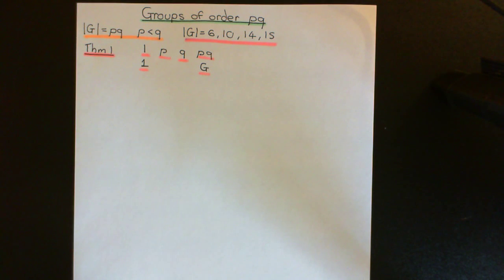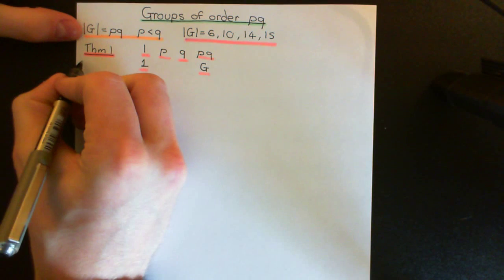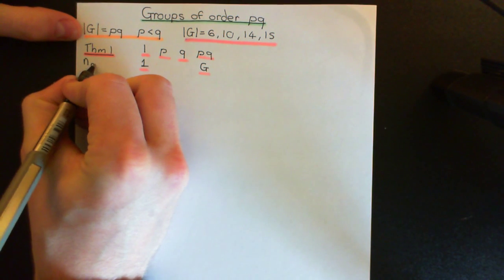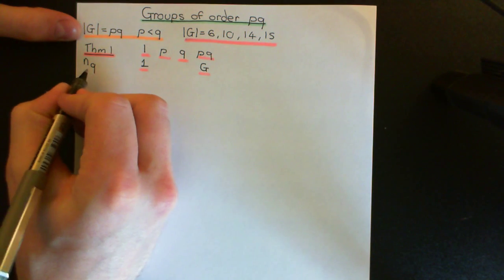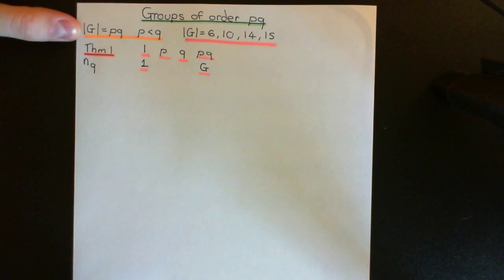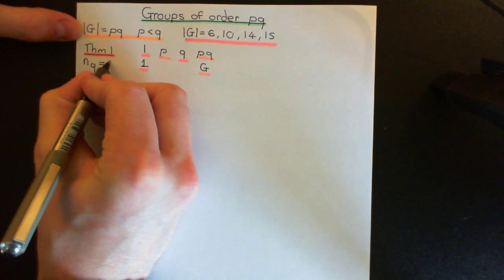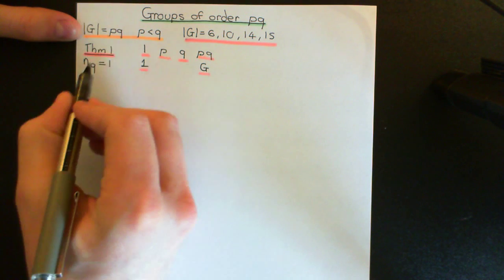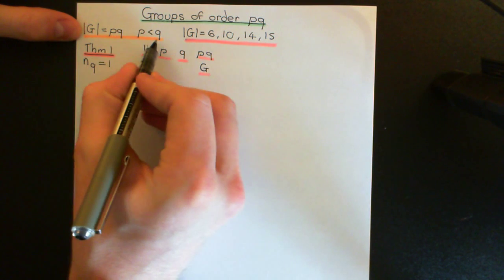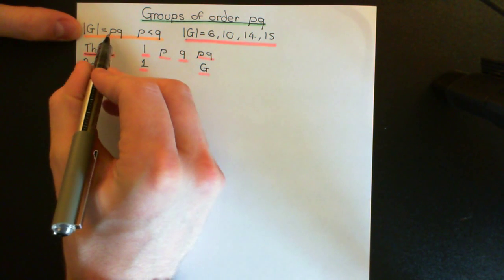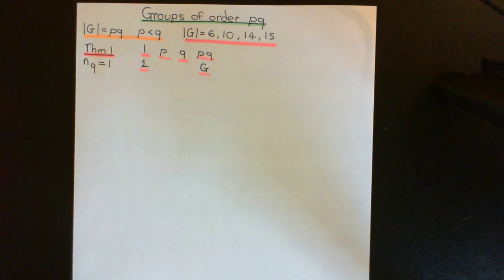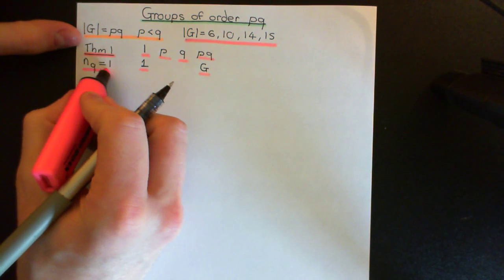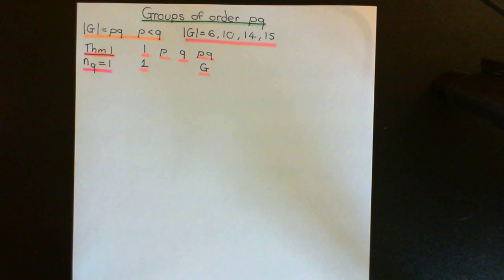So theorem 1 is that the number of Sylow q-subgroups, denoted n_q, which is just the order of the set of all Sylow q-subgroups, is equal to 1. There is only one subgroup in any group of order pq of size the larger prime. Remember, q is distinguished from p because it's the larger of the two. There's only one Sylow q-subgroup in this group of order pq. Now what does that then imply?